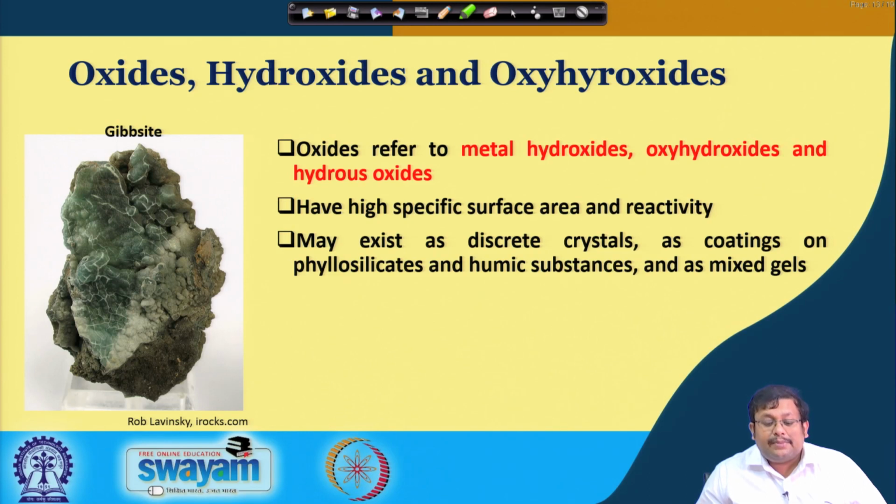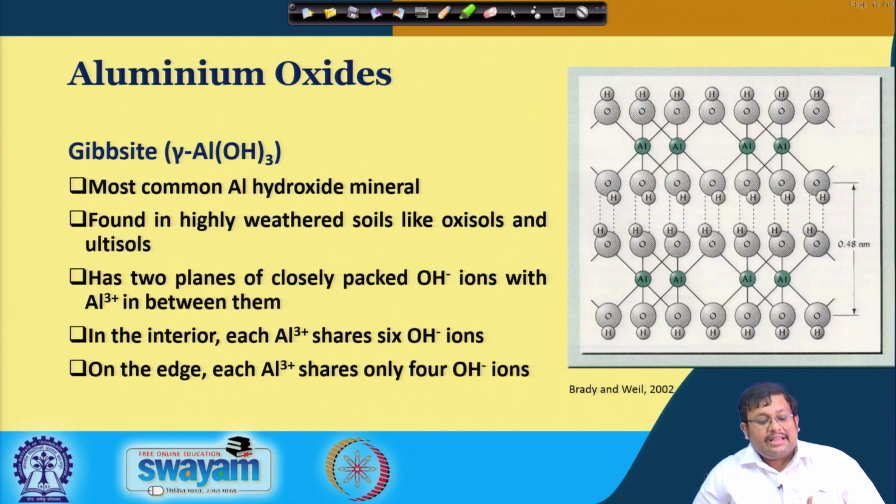Other important minerals which are present in the soil as a result of high amounts of chemical weathering are different oxides, hydroxides and oxyhydroxides. Oxides refers to the metal oxides, hydroxides, oxyhydroxides and hydrous oxides, and you can see here the gibbsite structure, that means it is dominated by aluminum. They have high specific surface area and reactivity, and they may exist as discrete crystals, as coatings on phyllosilicates and humic substances, and as mixed gels. So, these are basically the end product of intensive chemical weathering.